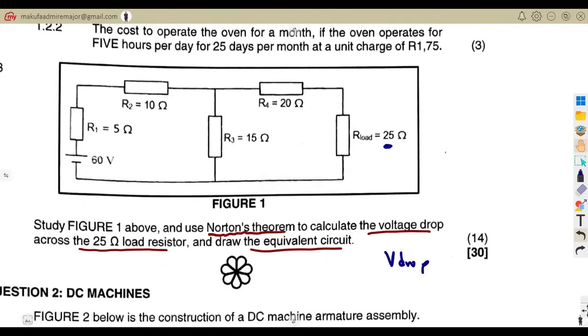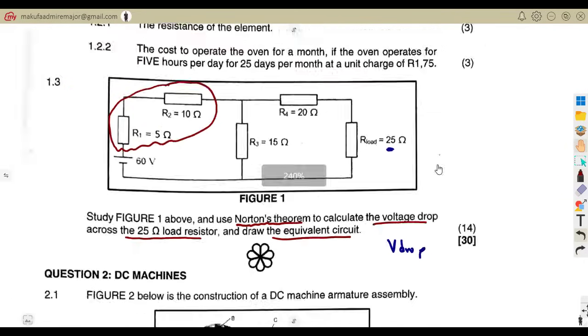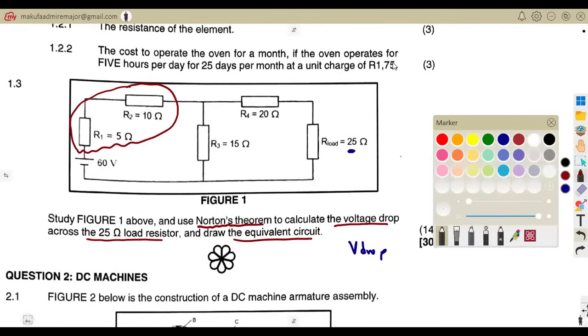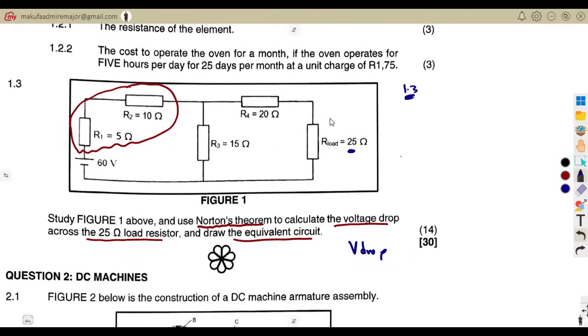They said study this diagram. So in our study, we can see that these two resistors, R1 and R2, are in series. So I can even combine this and make it a single resistor if I want, so that my diagram does not look that complicated. So you can even reduce this. So that was R1.3. You can even use them as they are, but you can also have your diagram like this with a single resistor.